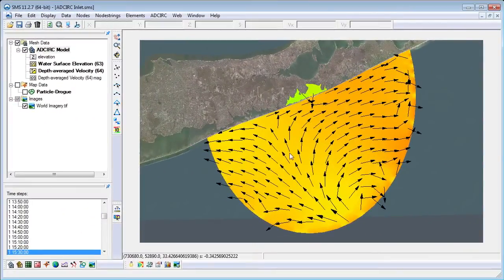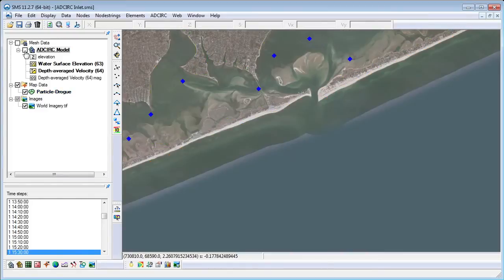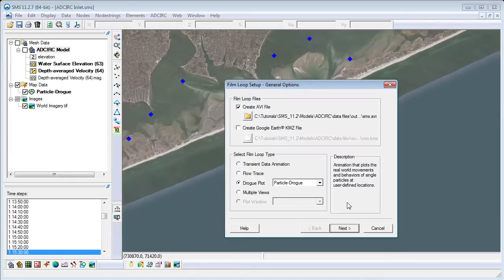Next, I will demonstrate a drogue plot animation. This example is a hydraulic model with a transient velocity solution. This simulation also contains feature points in a particle drogue coverage. These points define the seed locations for generating an animation of particles flowing through the hydrodynamic current.